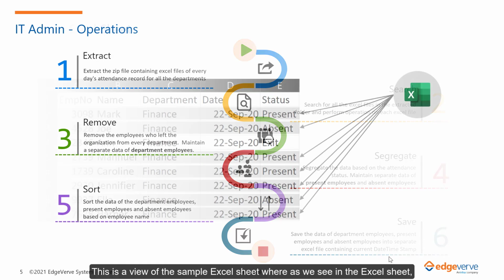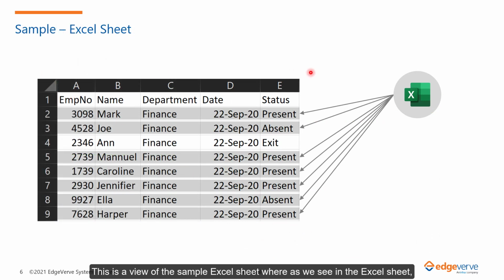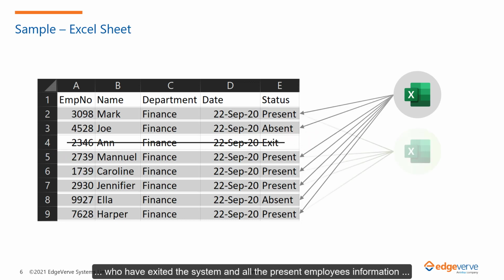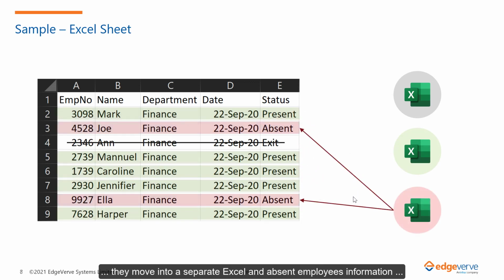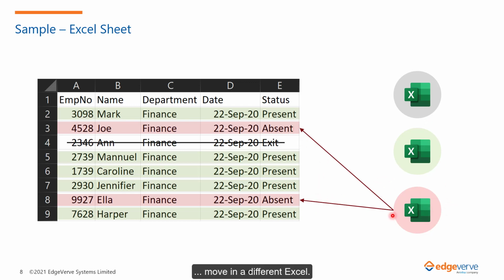This is a view of the sample Excel sheet, where, as we see in the Excel sheet, we have employees who are present, absent, or with the status of exit. In this example, the IT admins have to remove the employees who have exited the system, and all the present employees' information they move into a separate Excel, and absent employees' information moves into a different Excel. Let's go ahead and look at the demo.